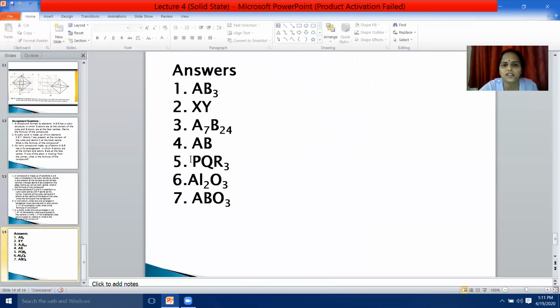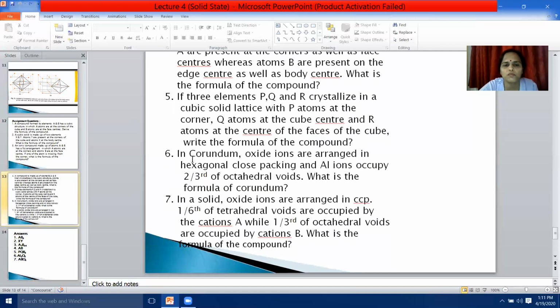Look at the fifth answer. Answer is PQR3. That's how you will calculate the formulas of the compounds there. Look at the sixth question.